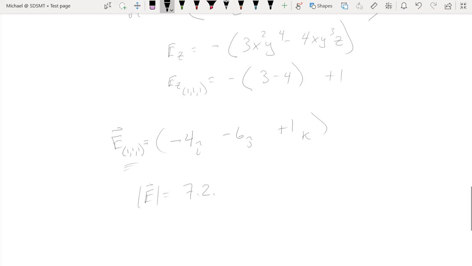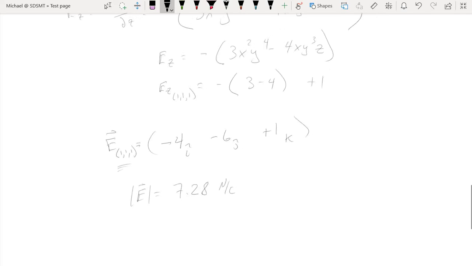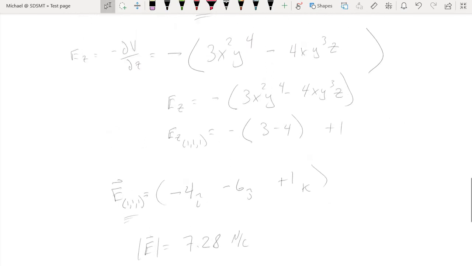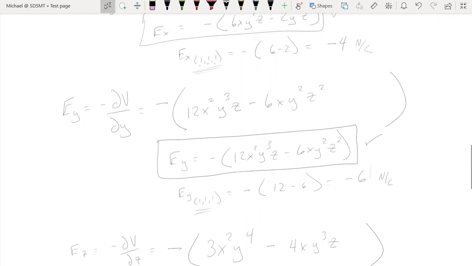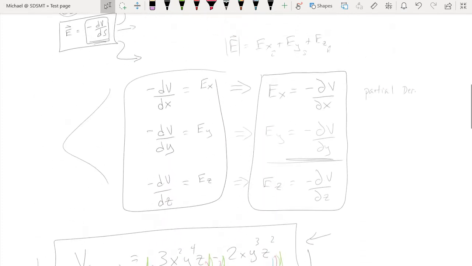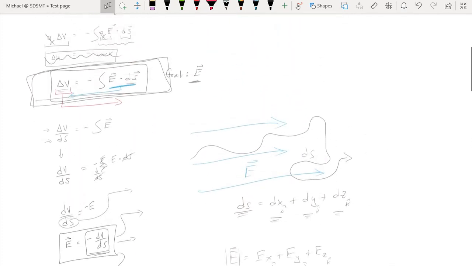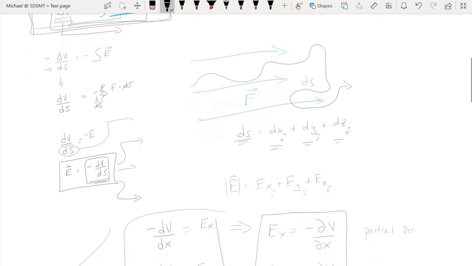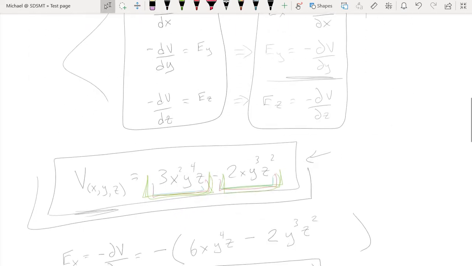of 7.28 newtons per coulomb. And this is, of course, assuming that all of these Cartesian values that I've been plugging in here, we've been looking at the point 1, 1, 1, that would have to be in meters. But our potential function, that would have to be in volts. Again, all the x, y, z values would have to be in meters.